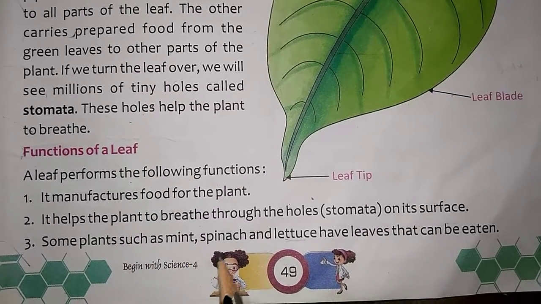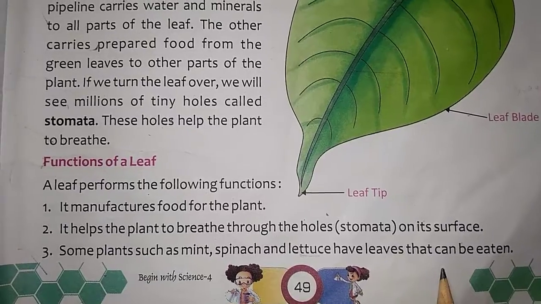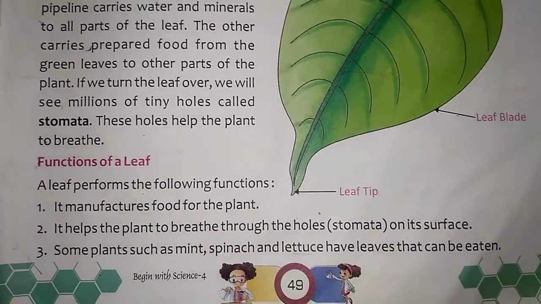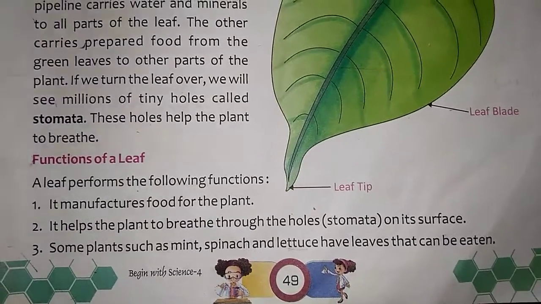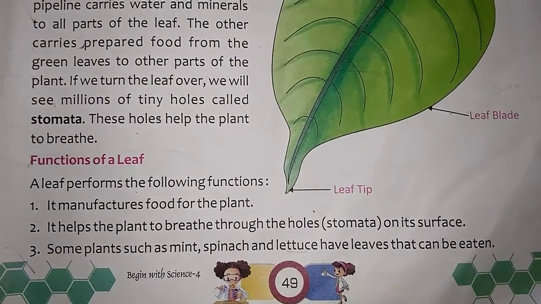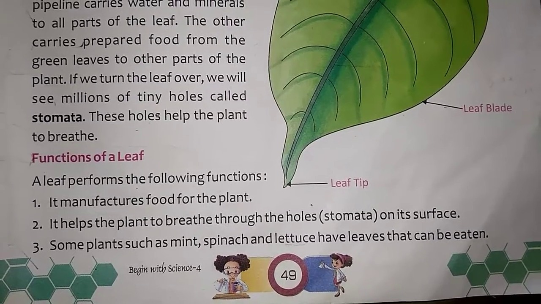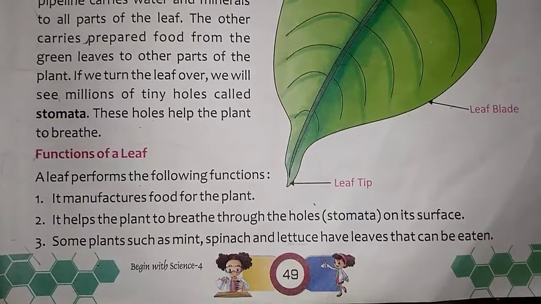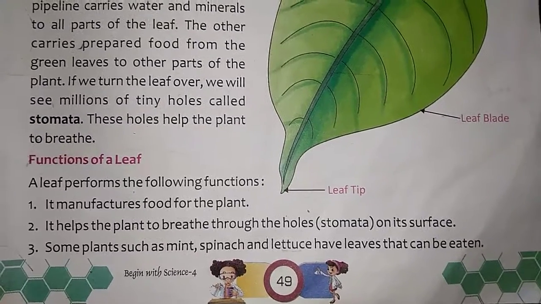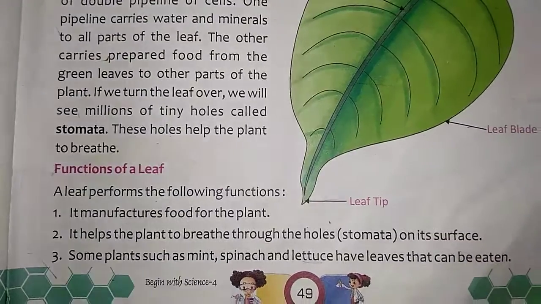Some plants such as mint, spinach and lettuce have leaves that can be eaten. Now some plants are there, spinach, lettuce, that have leaves that can be eaten. We people are eating green leafy vegetables. Now spinach, you know, mint, you know, lettuce, it is also one type of vegetable that can be eaten.